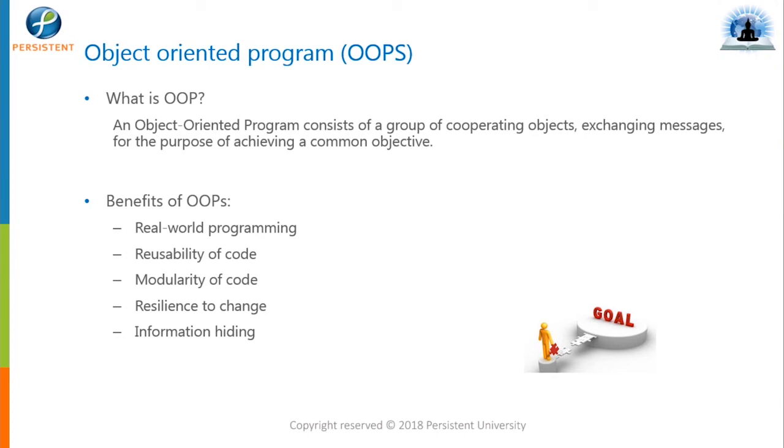You can have the reusability of the code, we can reuse the code which we have already written, we get the modularity, we have the resilience, and definitely we have information hiding by using the access modifiers. So let's discuss these pillars one by one.